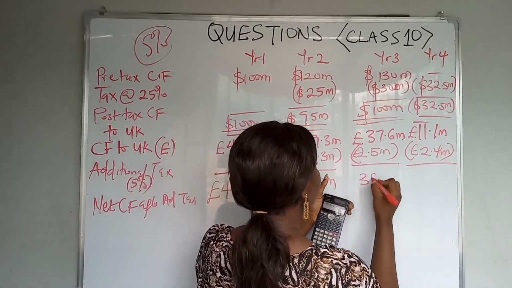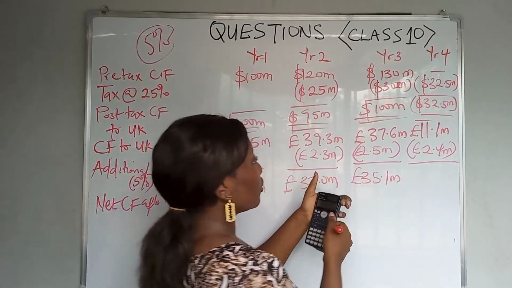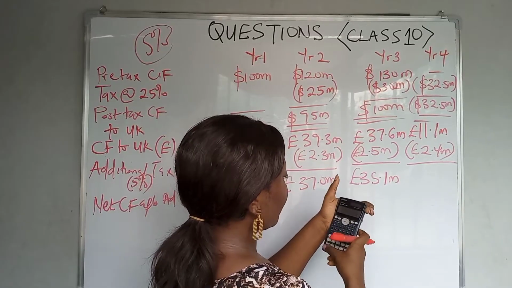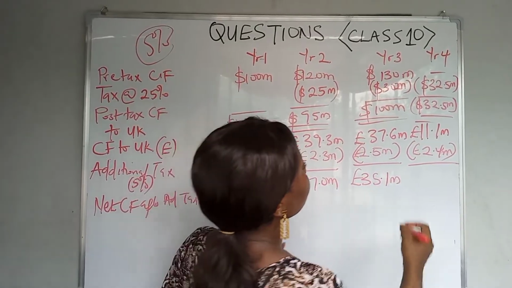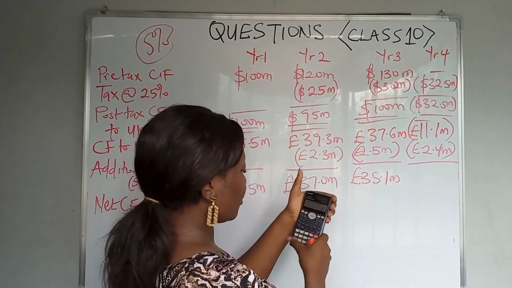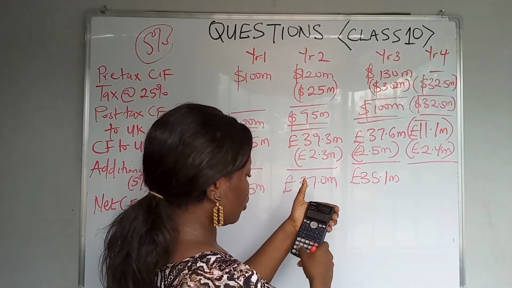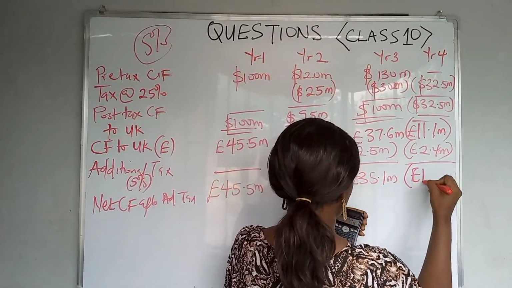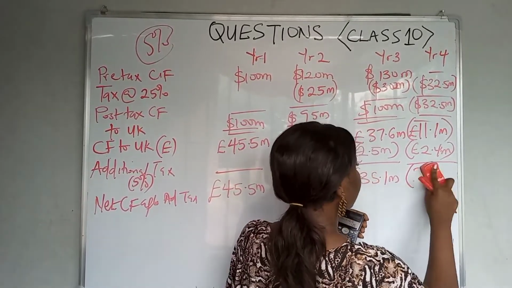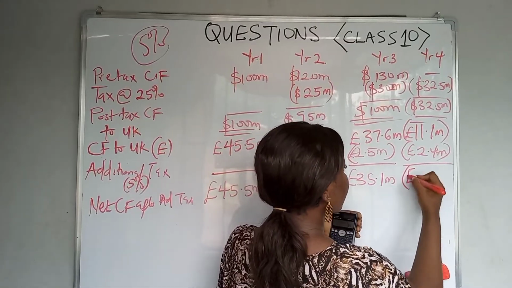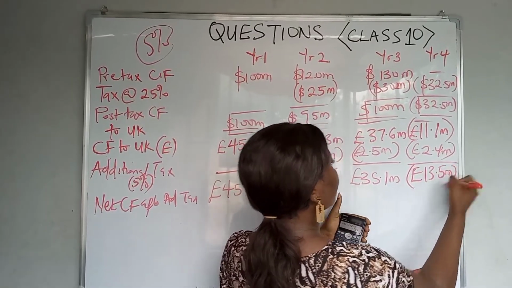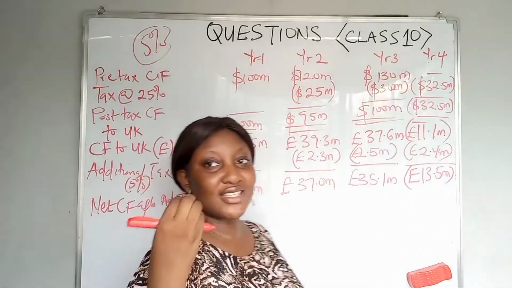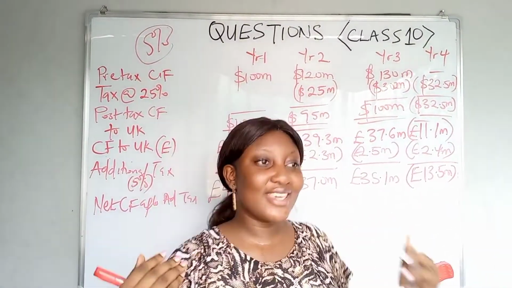You have 35.1 million. Here you have 11.1 minus 11.1, minus 2.4. You have minus 13.5 million pounds, right? So this is our net cash flows in the UK in SAPA PLC, what we actually care about.